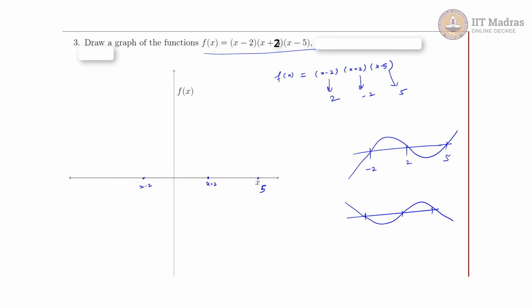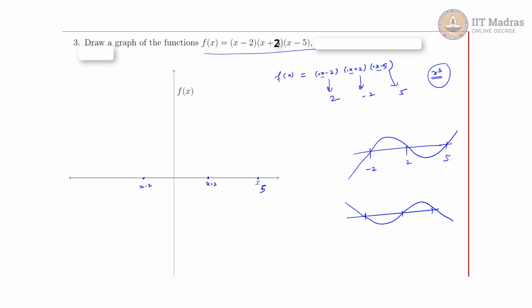That will be dependent on the coefficient of x cube. So for the coefficient of x cube, we get x, x, x. When we multiply these 3, we will get x cube. So this is plus, and this is plus. So plus, plus, plus. So we will get a positive coefficient of x cube.